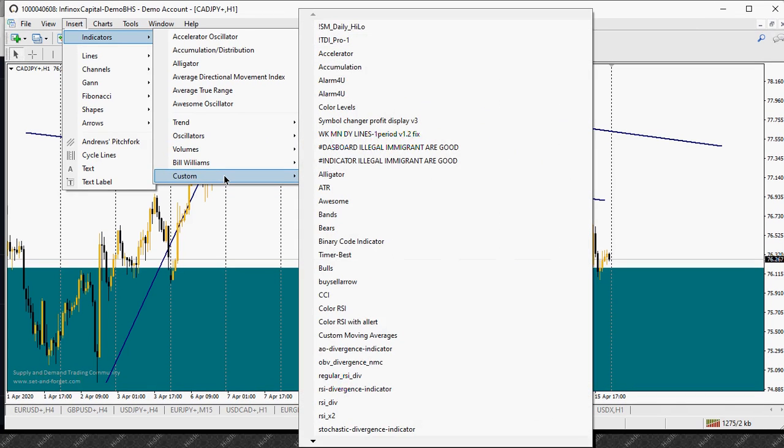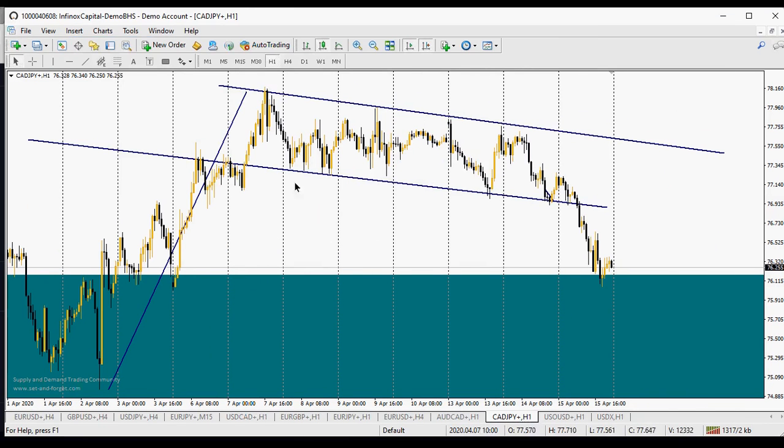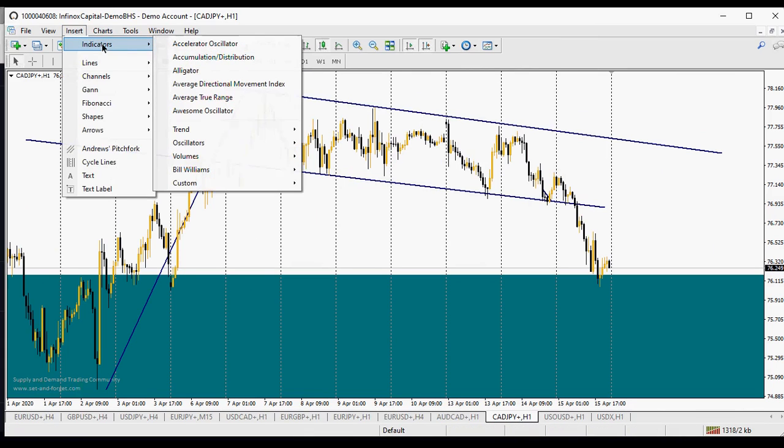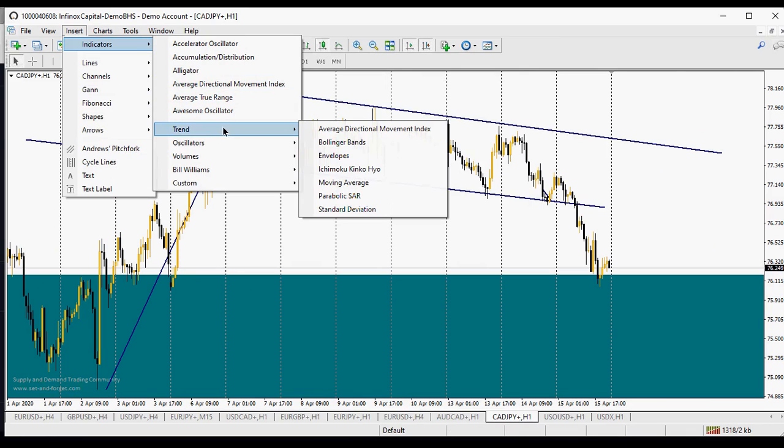And then we have custom indicators. Custom indicators are also indicators that people made. If you download one and install it on your MetaTrader 4, it will show up around this place. Okay, so how do you use indicators? Let's look at a trend indicator, for example. I go to indicators. We're going to look at moving average. Moving average is the most popular trend indicator in the market.